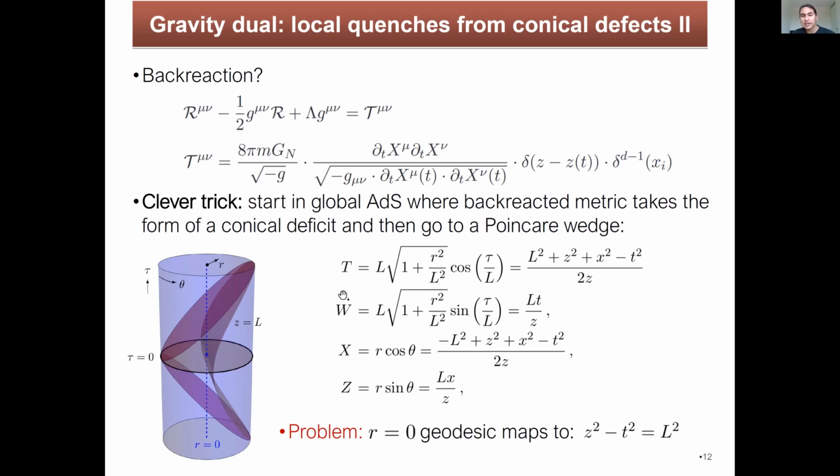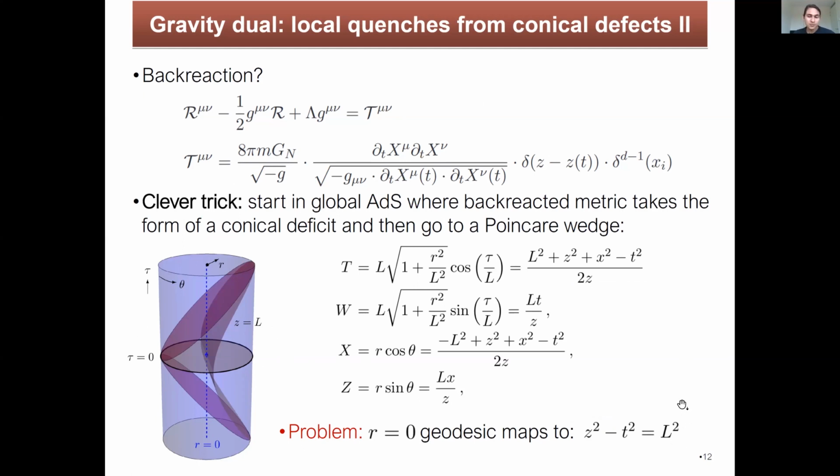So here I'm writing explicitly the embedding coordinates, and then the AdS coordinates, in both global and Poincaré coordinates. There is a small problem here: if I just implement these transformations as they are, then my R equals 0 geodesic maps to this geodesic, which indeed looks like the geodesic that I wanted, but the distance of minimal approach to the boundary will be given by L. It's not going to be arbitrary.